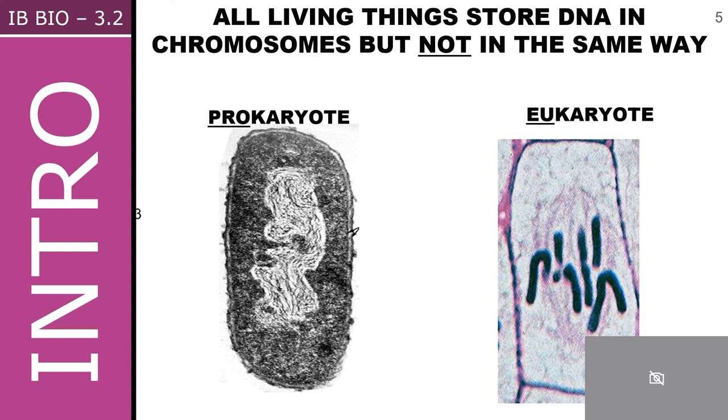Okay, so all living things store DNA in chromosomes. Again, that genetic code is universal. It'll work if I take a gene in a human and put it in a bacteria, it's going to work there. But the chromosomes are not stored in the same way.